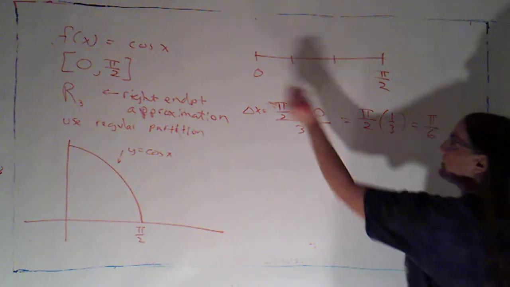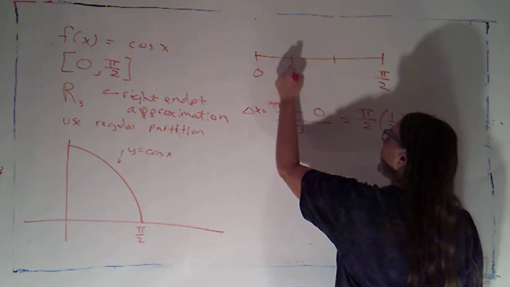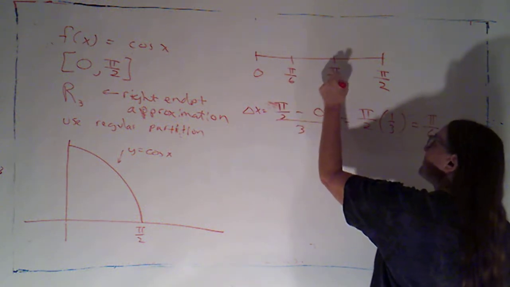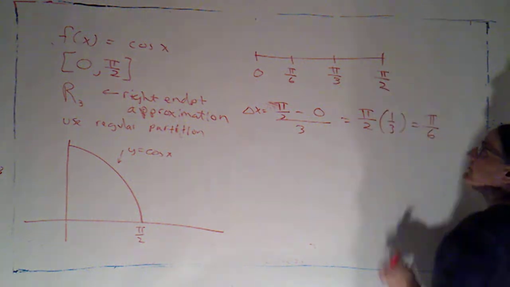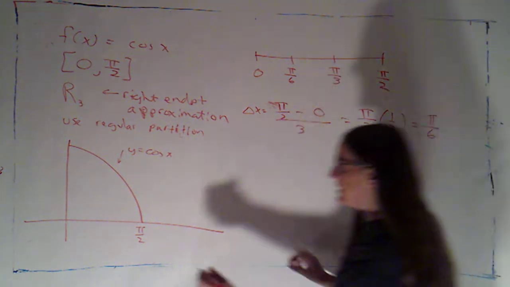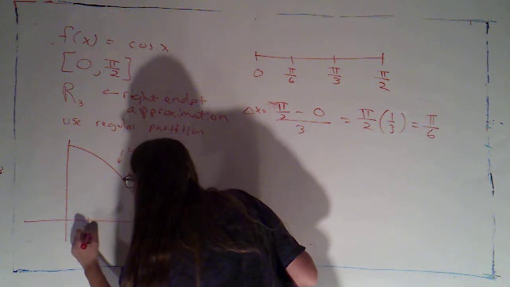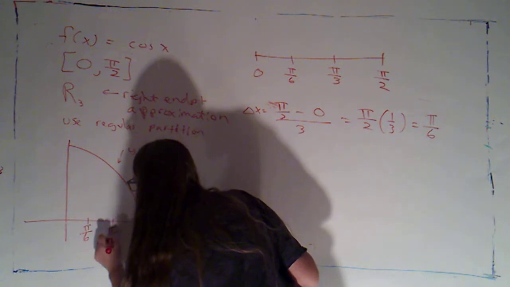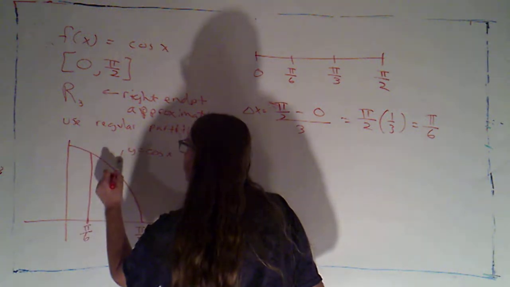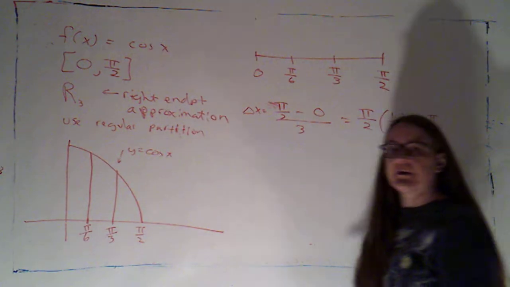So I'm just going to count over by pi over 6. So I get pi over 6, then 2 pi over 6, which would reduce to pi over 3, and then 3 pi over 6 is pi over 2. So these are my endpoints. I can go ahead and fill them in here. Here's pi over 6 and pi over 3. So you'll notice that neatly chops this into 3 subintervals.